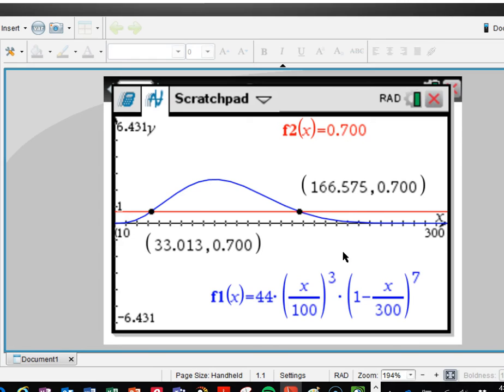I'm going to recreate this graph on my paper so we can continue the conversation. So, give me just a second.